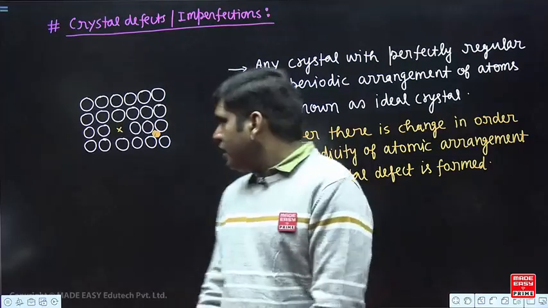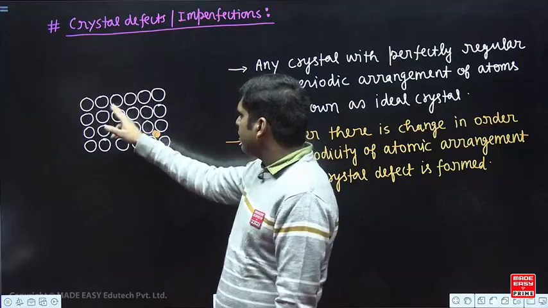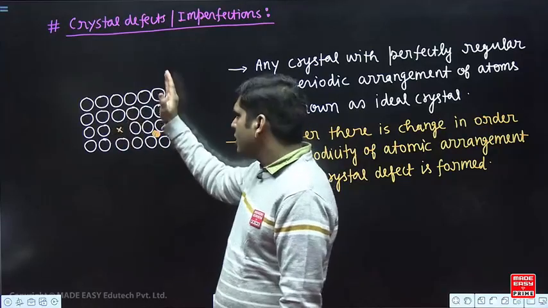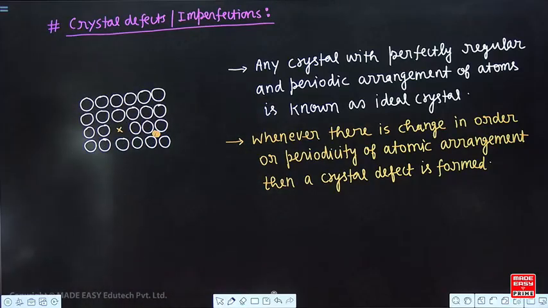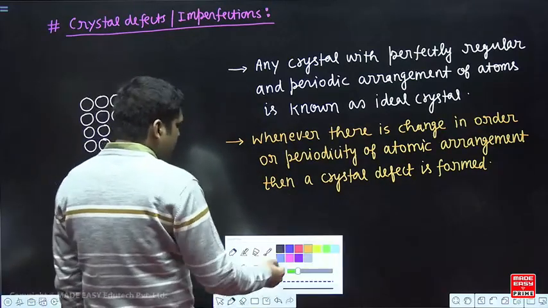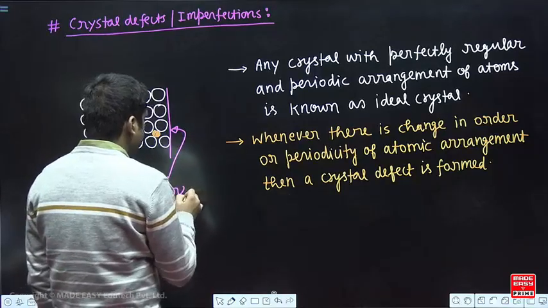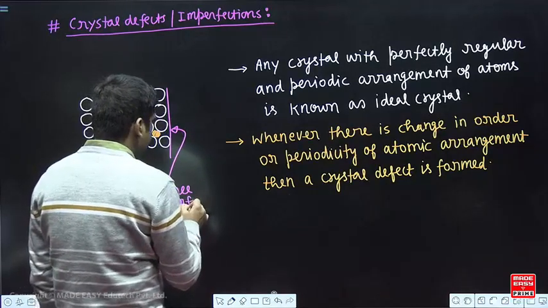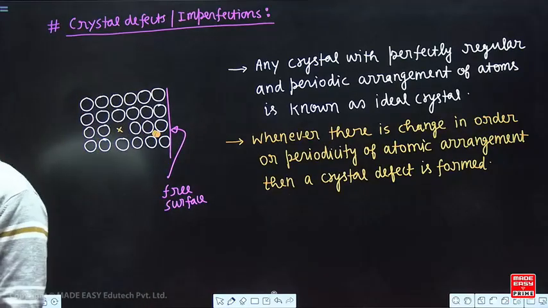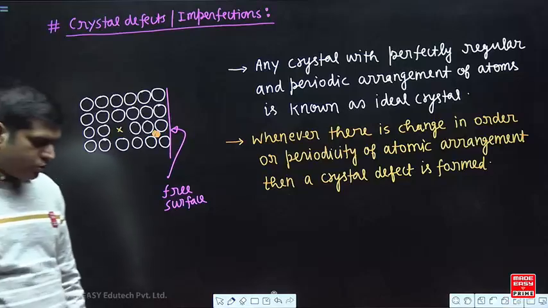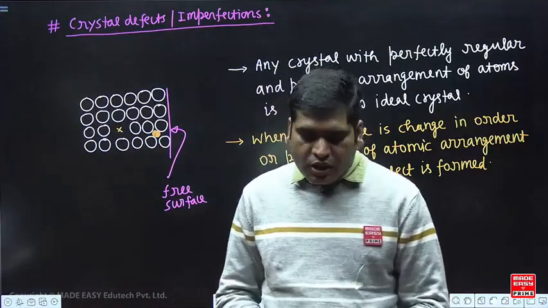Even the end surface atoms are not periodic. Periodic arrangement may be there inside the material, but at the end surface there is no periodicity. So this end surface is known as the free surface, and this free surface itself is a defect. कहीं तो crystal end होगा, and wherever it gets an end, the periodic order is not followed, and whenever the periodic order is not followed, there would be a defect.